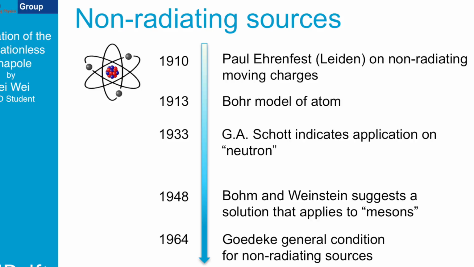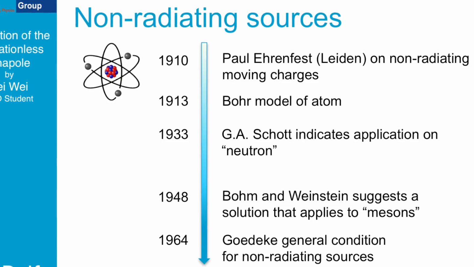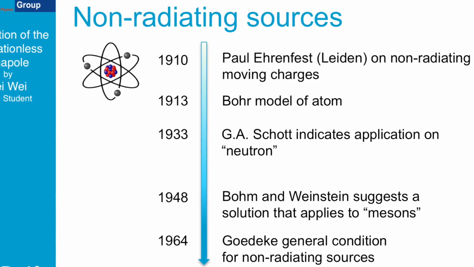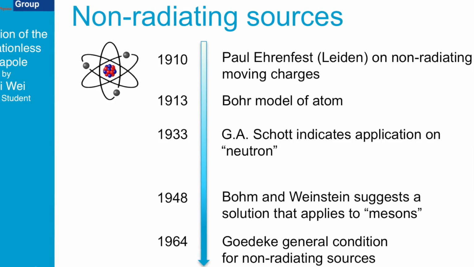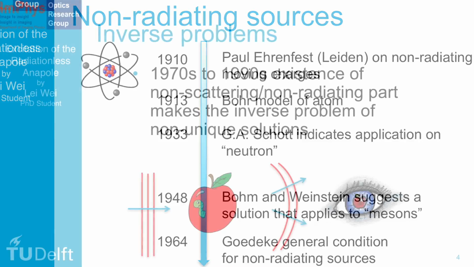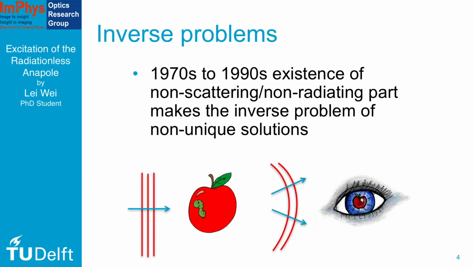However, the researchers on non-radiating sources didn't stop here and tried to explain the physics every time a new elementary particle was discovered. Although not successful in explaining elementary particles, those researches actually paved the way for understanding the physics of invisibility later on, and also led to many researches on the inverse scattering problems since the 1970s.